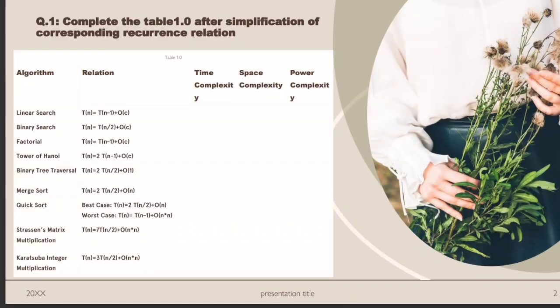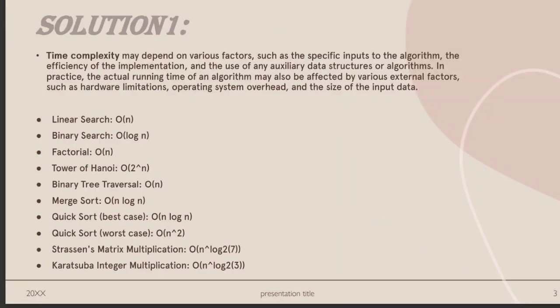The first question is: complete the table after simplification of the corresponding recurrence relation. Here we can find the time complexity, space complexity and power complexity for the given algorithm. First we will discuss time complexity.